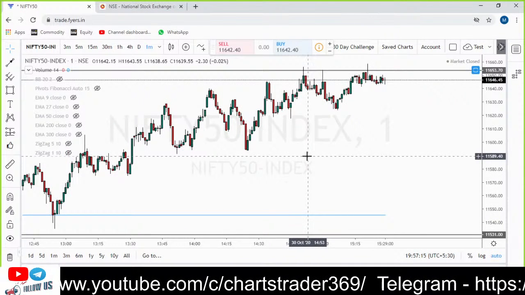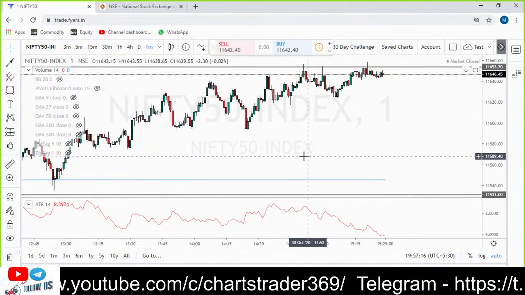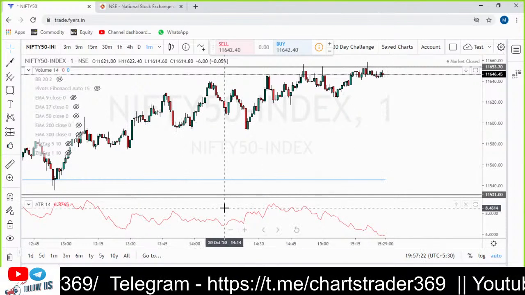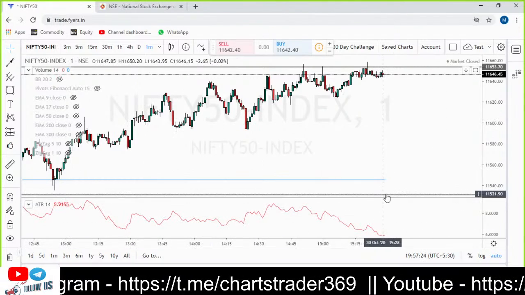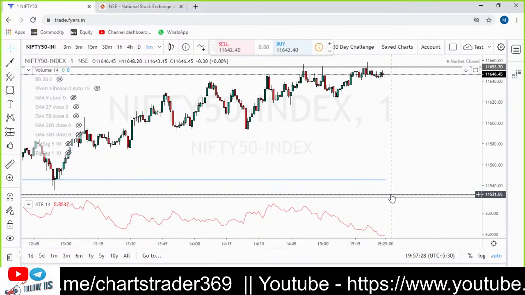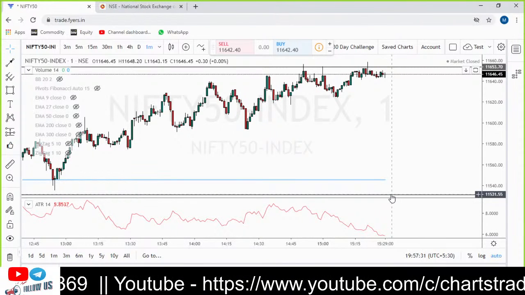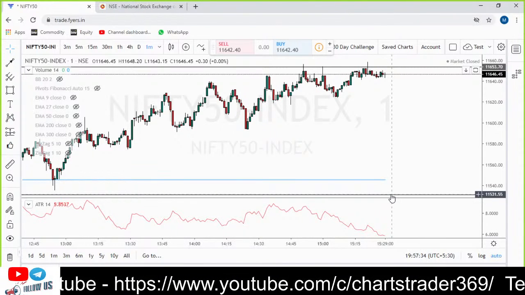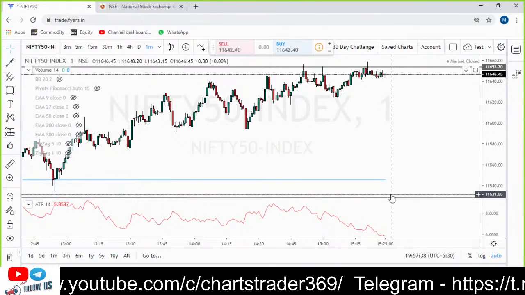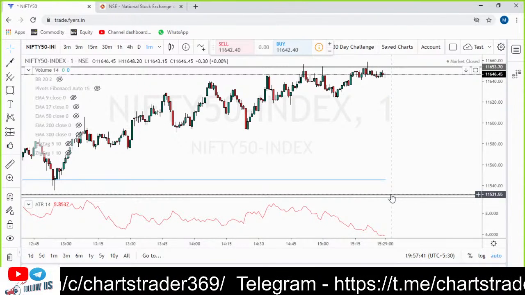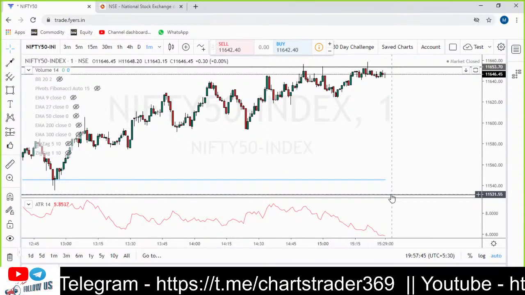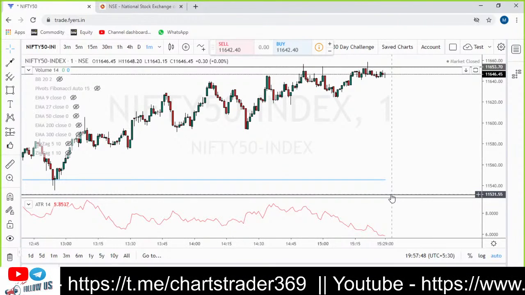Now if I go to this, see here, what is the ATR of Nifty 1 minute? Do you see here? It is just 5 rupees 85 paise. If you are trading Nifty in the 1 minute chart, you should be looking only for 5 points. But what many retailers are doing, they want 50 points within 1 minute also.